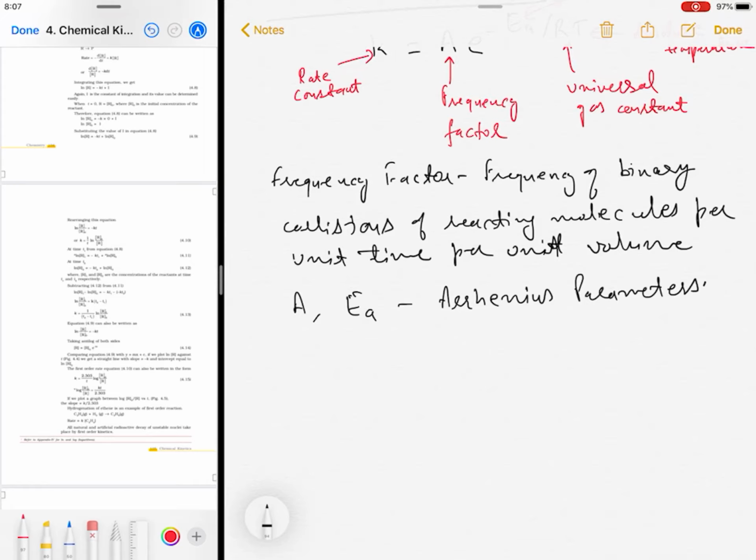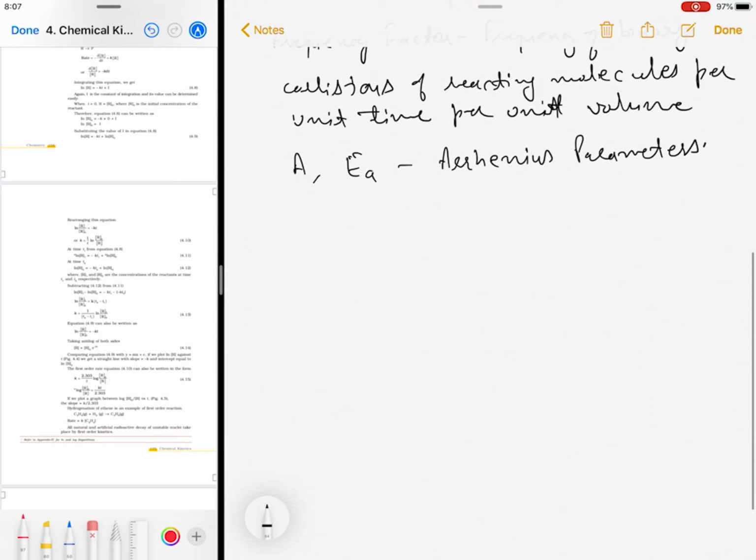Now if we see this equation, k is equal to A e to the power minus Ea upon RT. If we take the logarithm on both sides, then we will get natural log of k equal to natural log of A minus Ea upon RT.